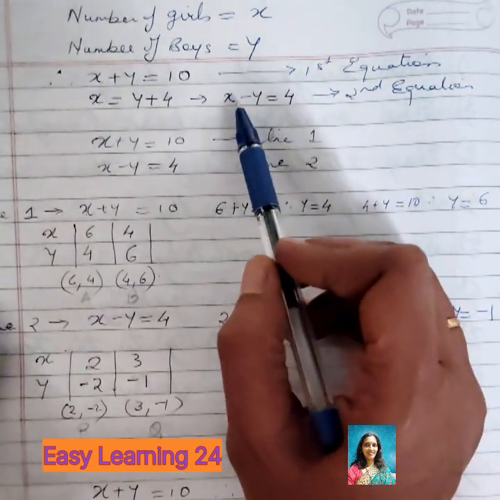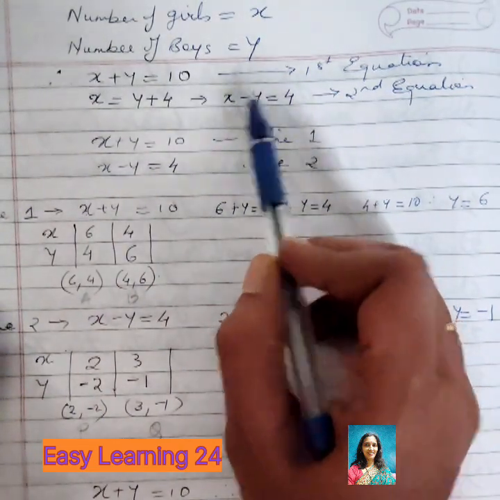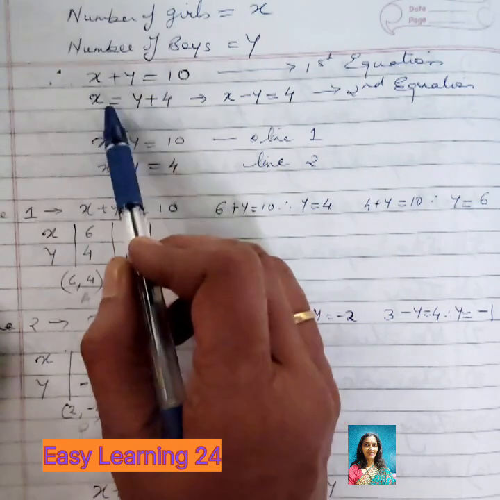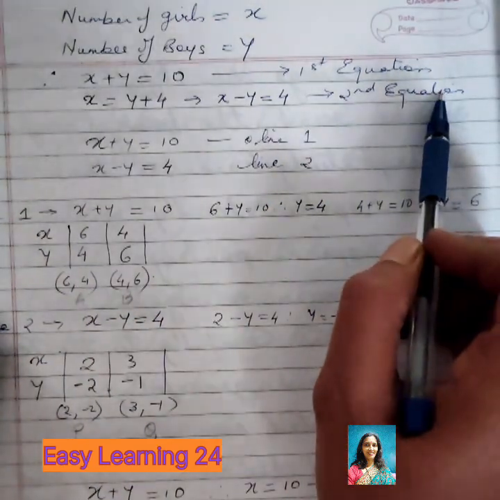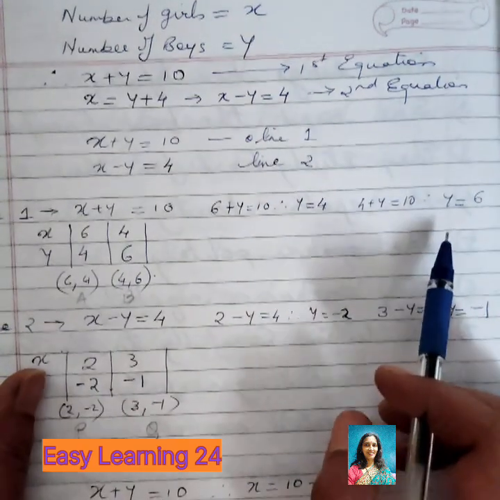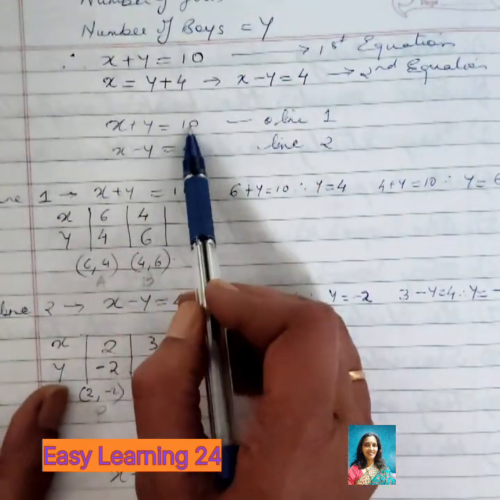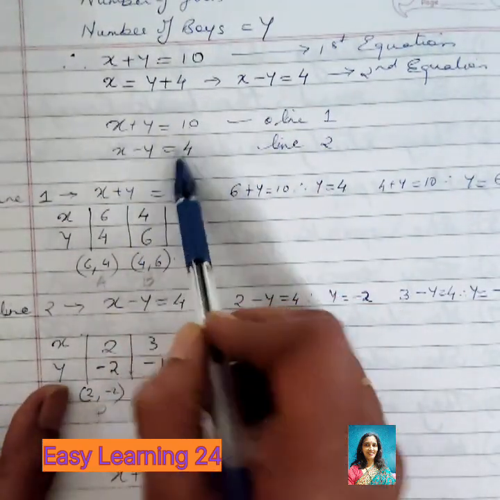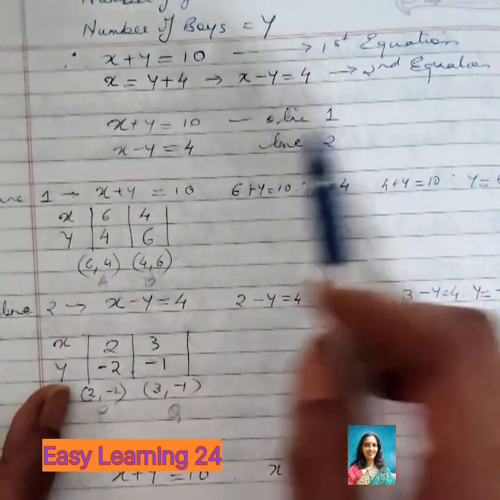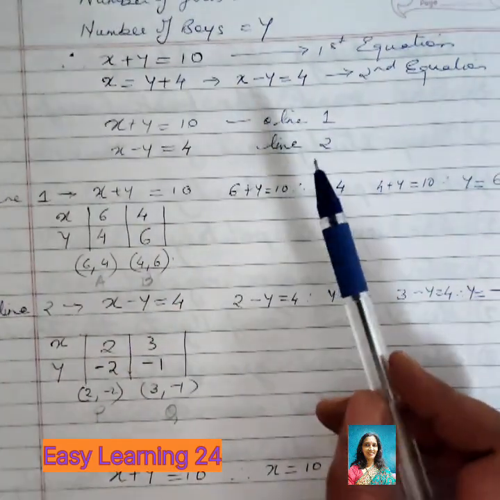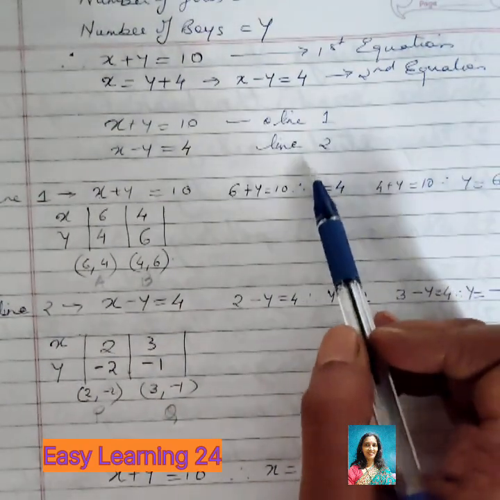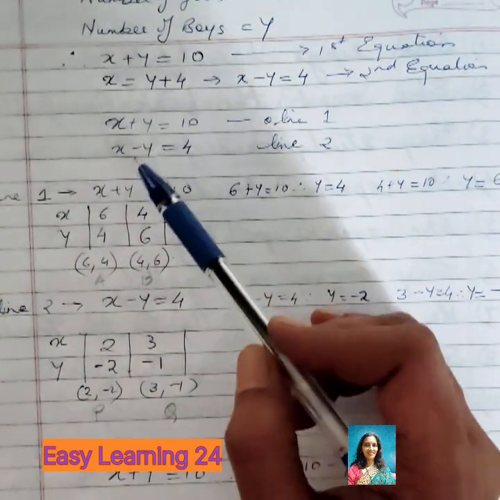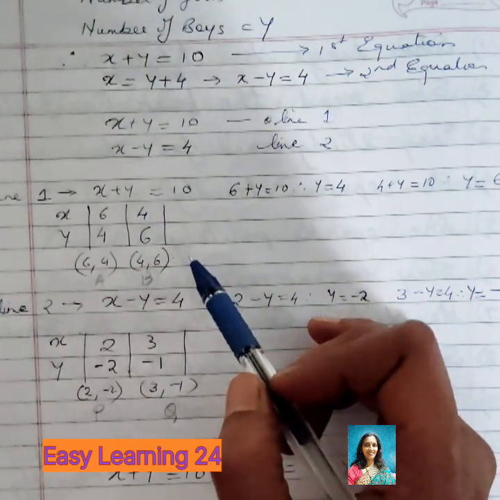So x minus y. When you take y this side, it will become x minus y is equal to 4 is the second equation. That is the second line. Right? Now we got x plus y is equal to 10 first line and x minus y is equal to 4 second line. Now we are going to see these lines intersect and find the single solution for this. Okay, exactly value of x and y we are going to find it graphically.